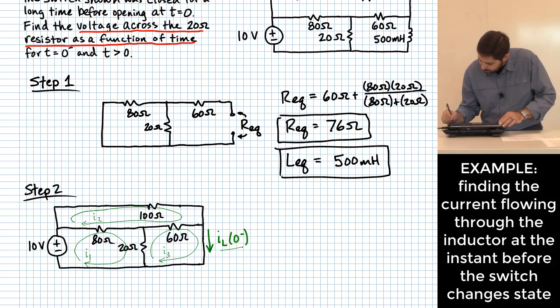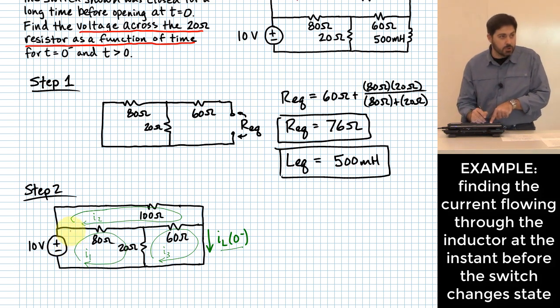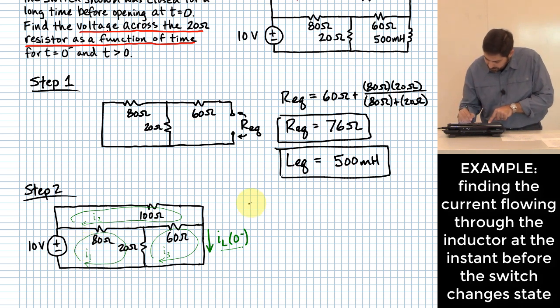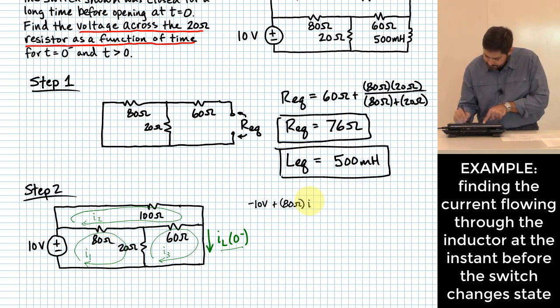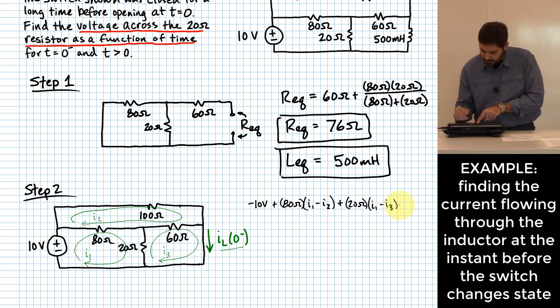What I probably want to do is write my loop equations. I'll start with this loop down here in the lower left-hand corner. There I've got minus 10 volts plus, well, I'll do 80 ohms first, 80 ohms times I1 minus I2. Then what? Plus 20 ohms times I1 minus I3. That's it for that one.